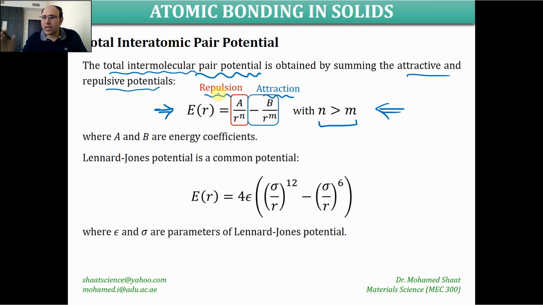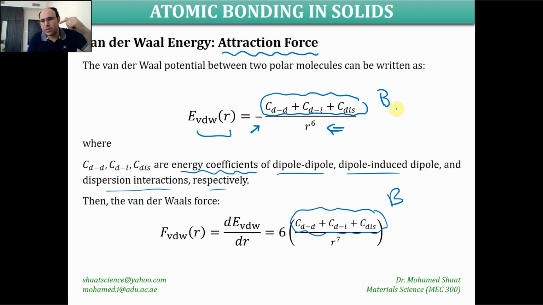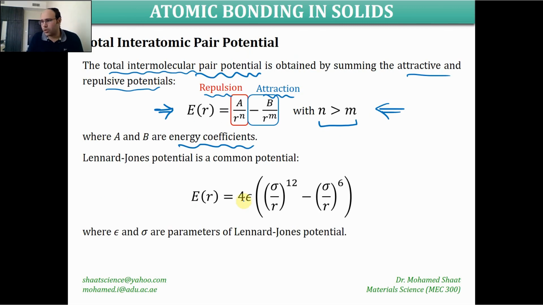We may have a material that is made of polar molecules, so this A, B, n and m will have certain values. If we have another material that is made of nonpolar molecules, this A, B, n and m will have different values. So these four constants are material properties that differ from one material to another. Make sense? A and B are known as the energy coefficients, which are like the C's, but you should understand that B and A are the sum of the C's of the different forms and types of interactions between the molecules.